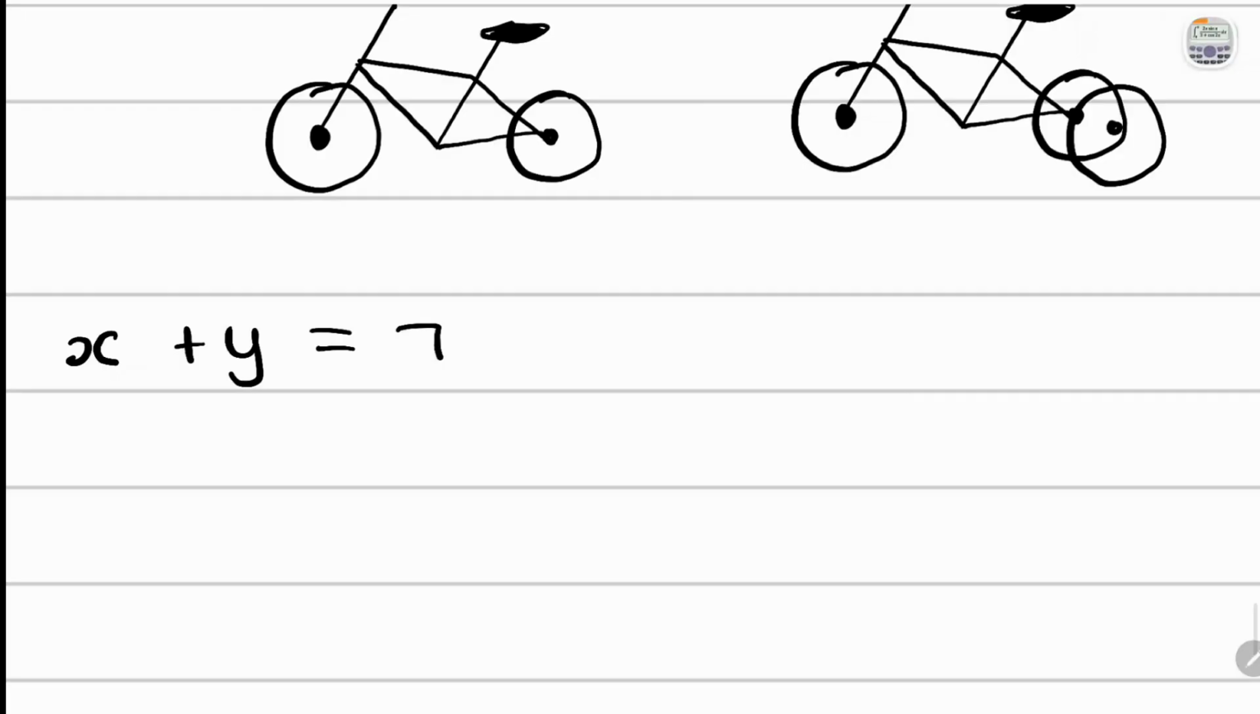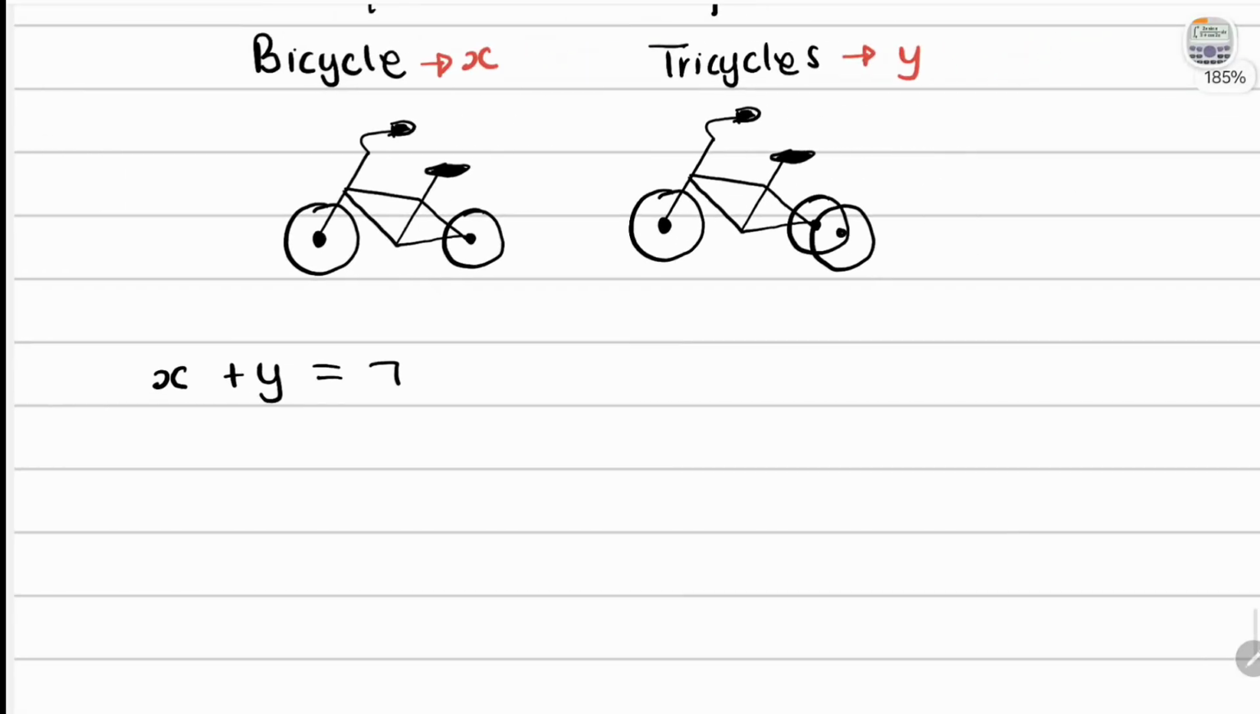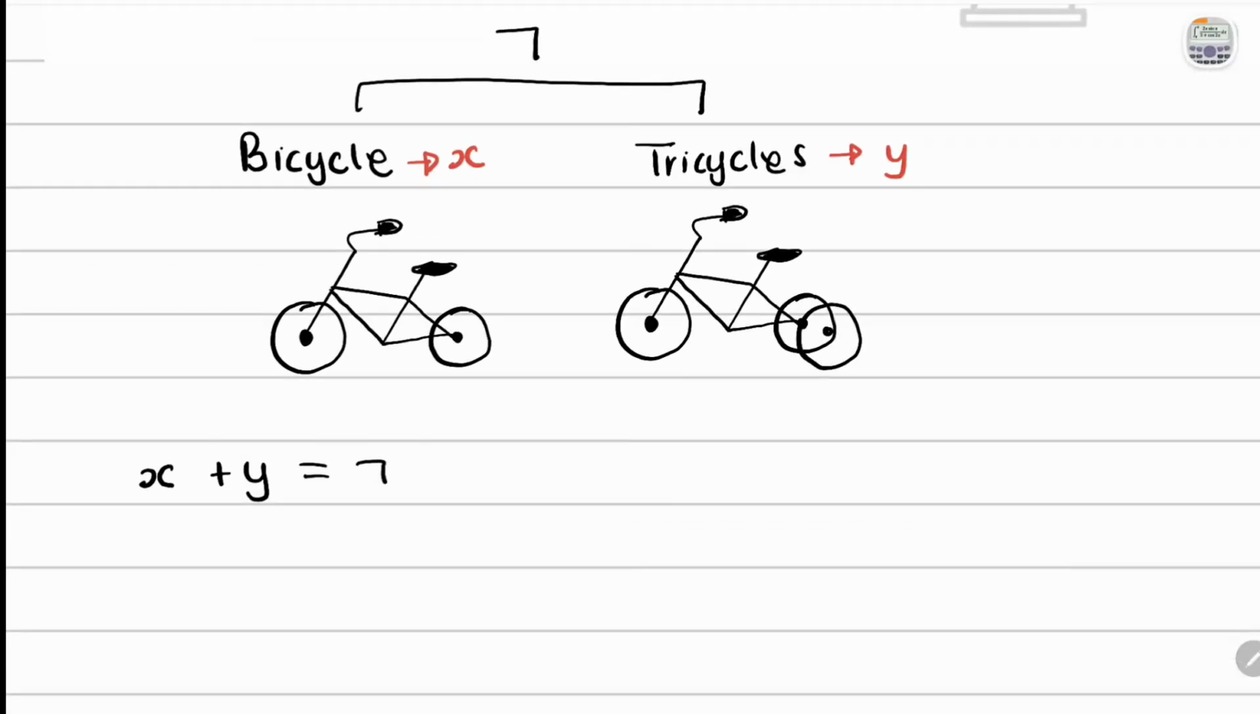You know that a bicycle has 2 wheels. So for that, we can call the total wheels that the bicycles will have 2 times x. Because if you had 3 bicycles, for example, to find out the total wheels, you'd say 2 times 3, since each bicycle has 2 wheels, so there'll be a total of 6 wheels. So we can call 2x the number of wheels that the bicycles will have.